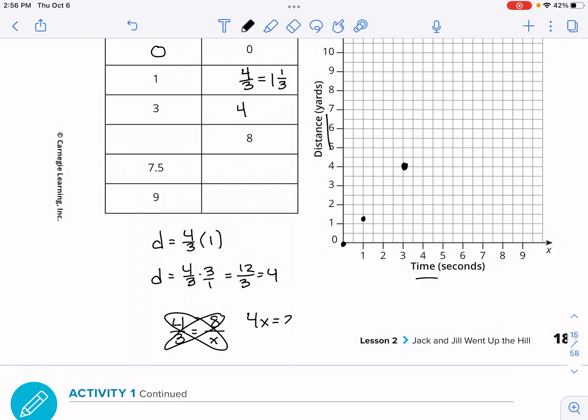3 times 8 is 24. And then from here, you could divide both sides by 4. What is 24 divided by 4? That is 6. There's other ways you can find that. You can actually just compare, right? 4 times 2 is 8. So 3 times 2 is 6.